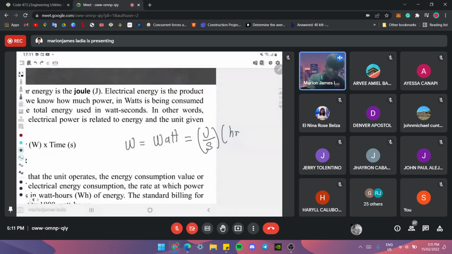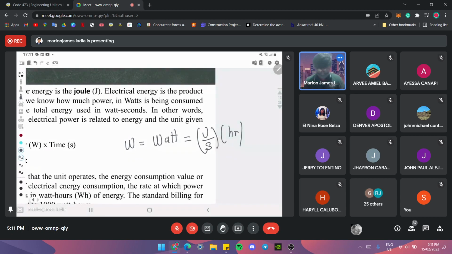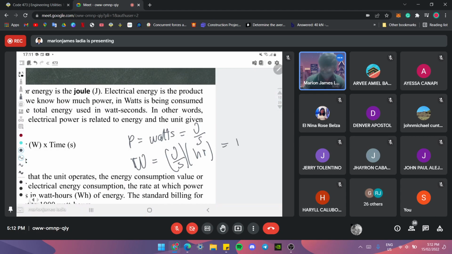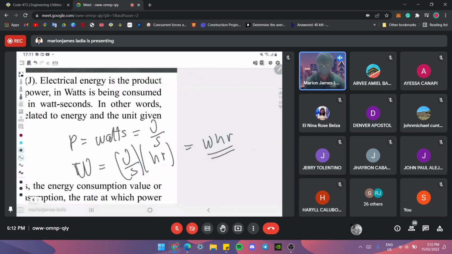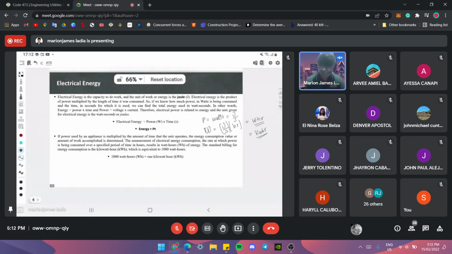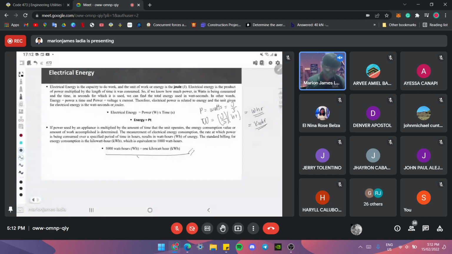Wait lang, baka magkalituhan tayo sa ating unit. Okay. So dito tayo. W. W is for energy. Okay? So power is equal to what? So we have joule per second. So pag gusto natin gawing energy which is equal to W, so therefore joule per second multiplied by hour. So therefore we have watt hour. So pag ginawa natin kilowatt hour, kailangan mo ng times 10 raised to 3, diba? So kilo means times 10 raised to 3. So ang ginawa niya dyan, hindi niya ginawang second yung hour. Diba? So kaya kilowatt hour. So kilowatt hour is a measure of energy. So 1 kilowatt hour is equal to 1,000 watt hour.